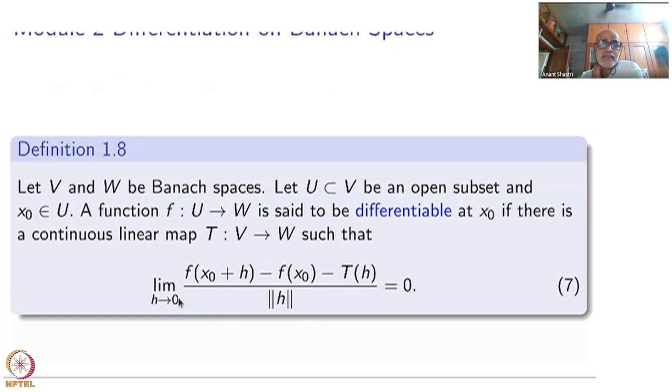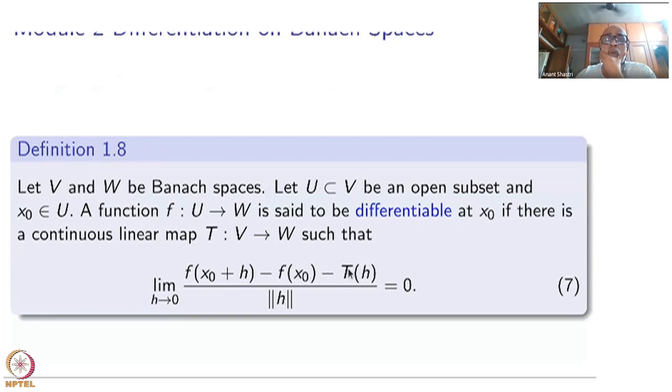This limit as h tends to 0, which is the same thing as saying norm h tends to 0, must exist. So where is the limit existing? f is taking values into W. T is also from V to W, so T of h is also inside W. So all this numerator is taking values inside W. This is a vector inside W. Divided by norm h, which is just a scalar, so it's a vector inside W. This limit must exist. So the important point here is that we must have a continuous linear map T.